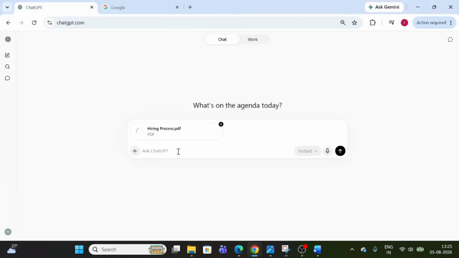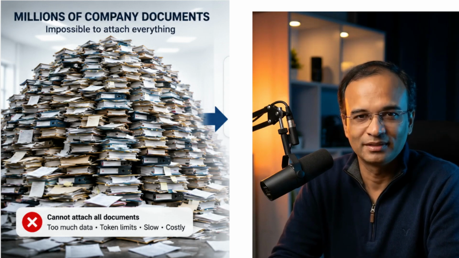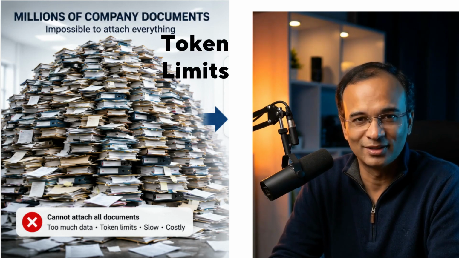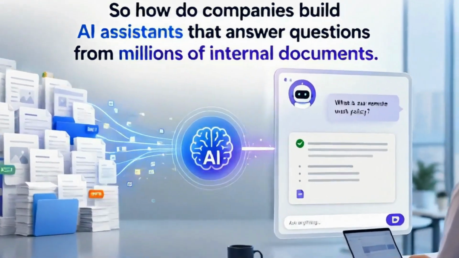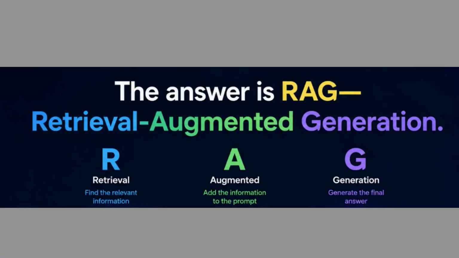So let's attach the hiring process document as context. Now we can see that ChatGPT is able to search the document to correctly answer about the hiring process. But how about millions of documents? You cannot attach all documents at once because of token limits and cost. So how do companies build AI assistants that answer questions from millions of internal documents? The answer is RAG, Retrieval-Augmented Generation.